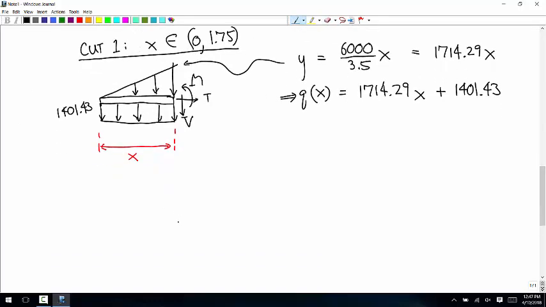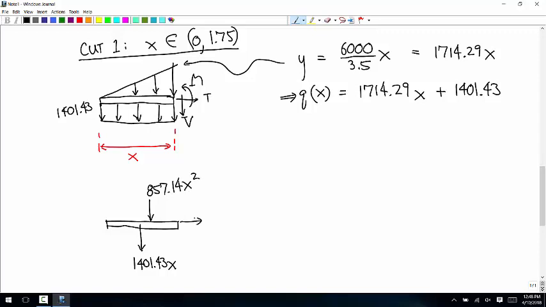Now that we've chosen the body to isolate, we can represent those distributed loads as point forces. For the rectangular distributed load, that's going to act right in the middle. And the total area, since the length is x, is going to be 1401.43x. And then the triangular one has a length of x, a height of 1714.29x, divided by 2 because of the formula for area of a triangle. And so you get 857.14x squared.